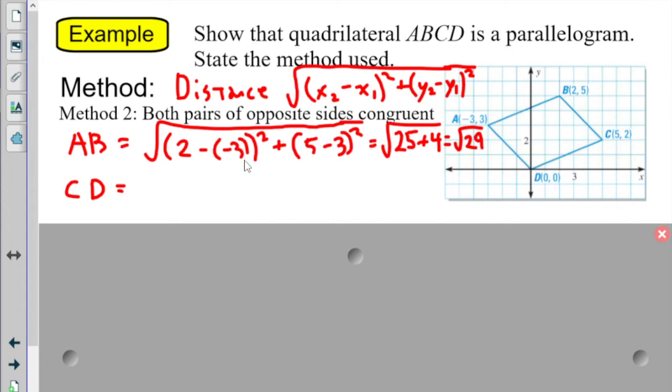And remember, I want these sides to be congruent. That means that my distance from C to D should also be square root of 29. So let's take a look. We'll go quicker this time.